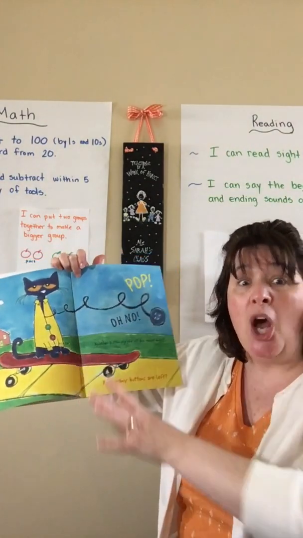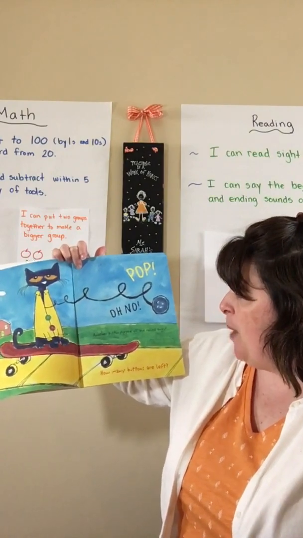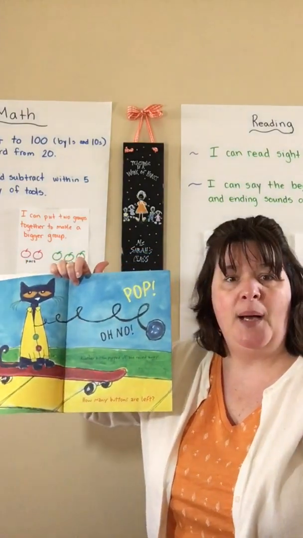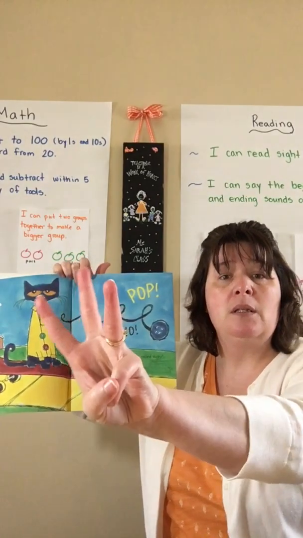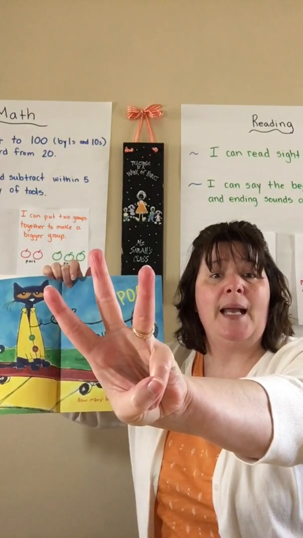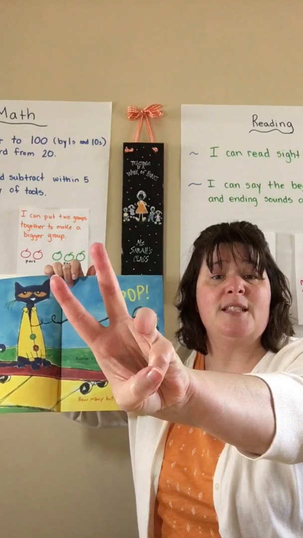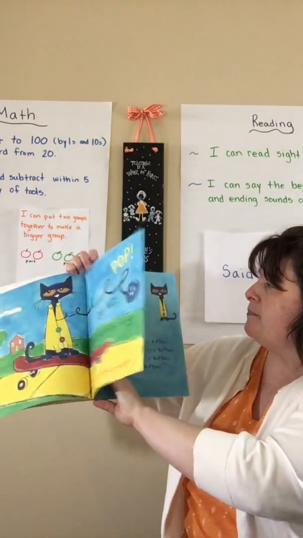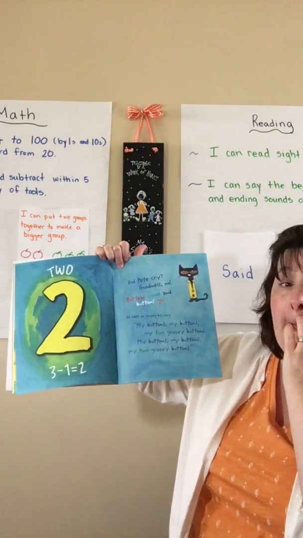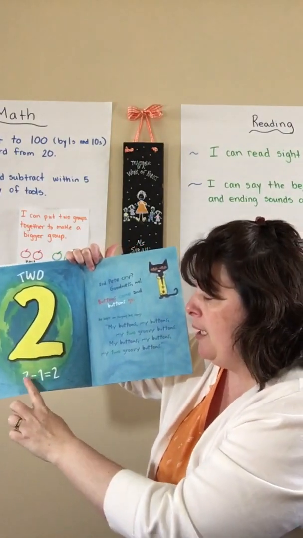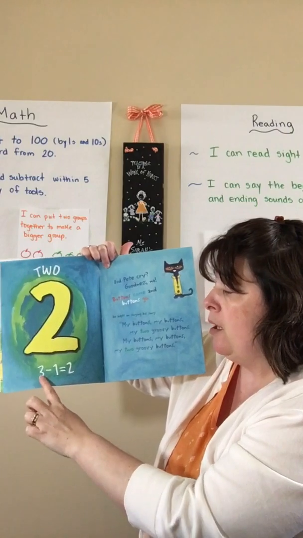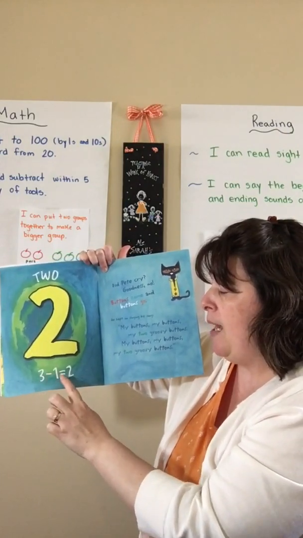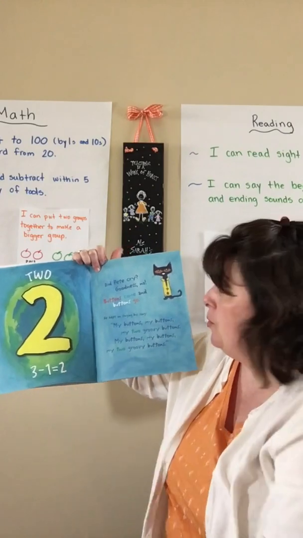Pop! Oh no! Another button popped off and rolled away. How many buttons are left? There were 3. And now he's lost another. It's gone away. Only 2. 3 minus 1. 3 take away 1. 3 subtract 1 equals 2.